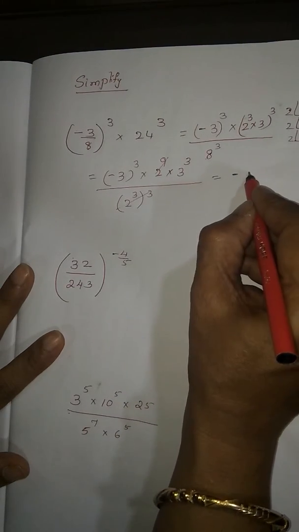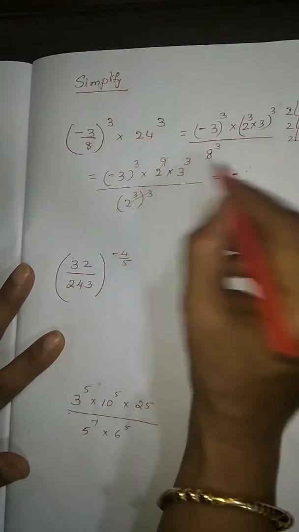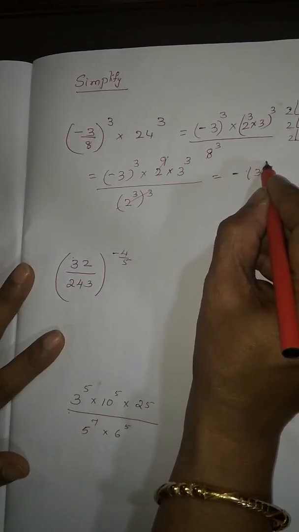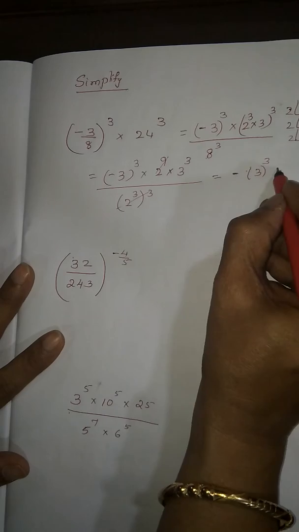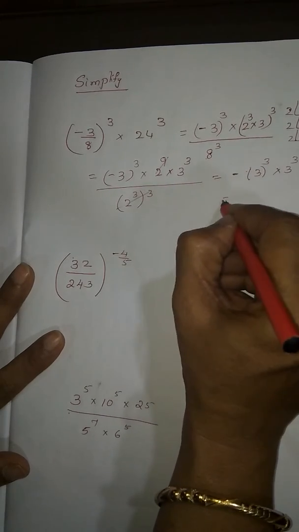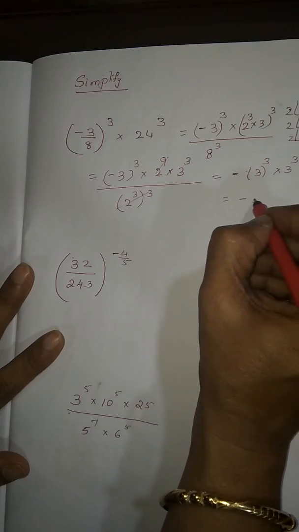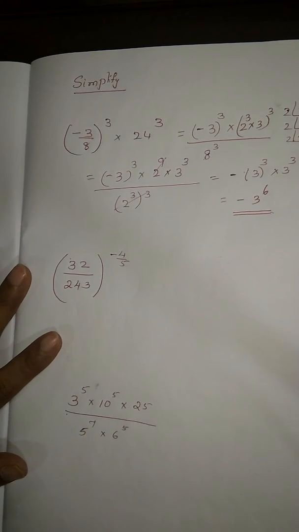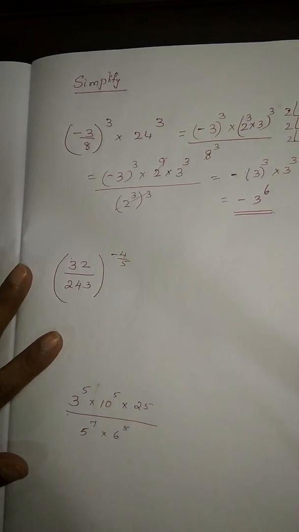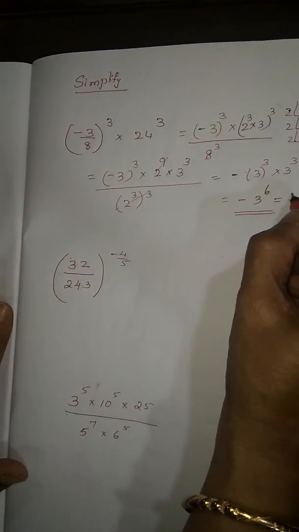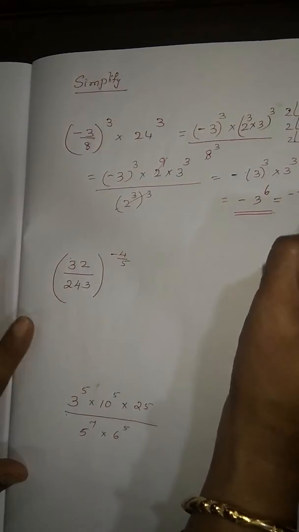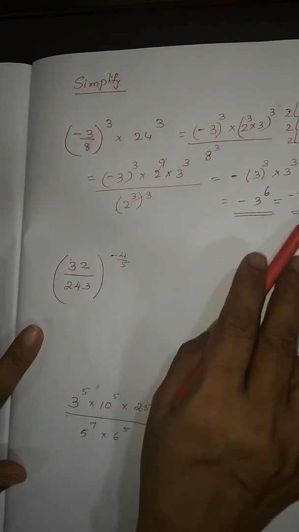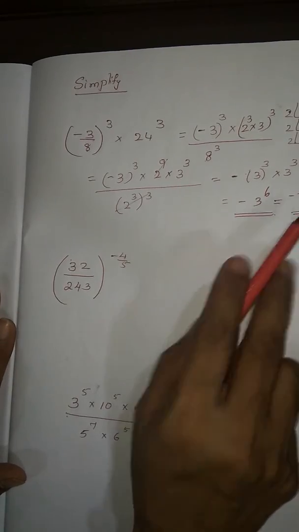minus, you can write it as minus of 3 cube into 3 cube. So this is equal to minus 3 to the power of 6. So this is equal to minus 729. So you can either leave it like this or you can simplify and write the value.